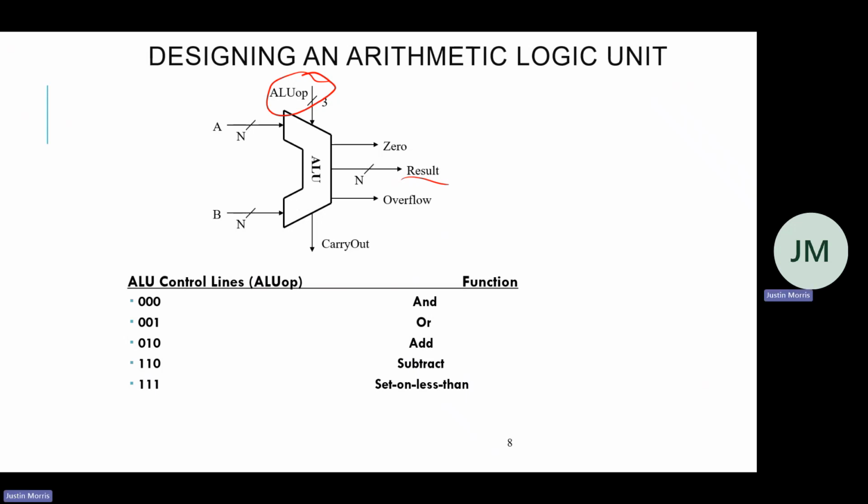Is there overflow? And for addition and subtraction, maybe you need the carry out for some reason, right? So here we're going to have an ALU, and if the control says 0, we'll do AND, 1 is OR, 2 is add, and then 6 is subtract, 7 is set on less than. Right, so that's just a basic ALU, it's just a box, right?